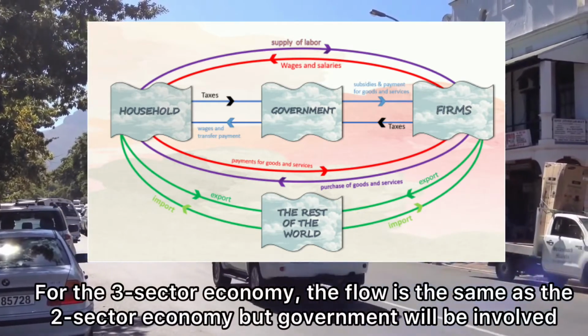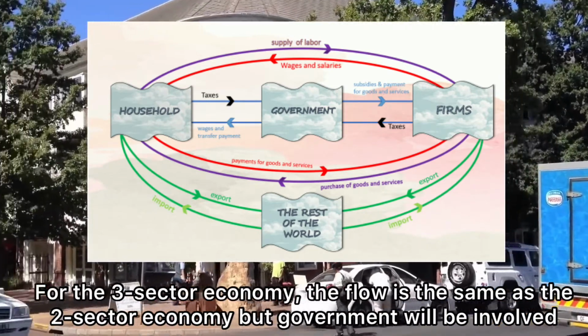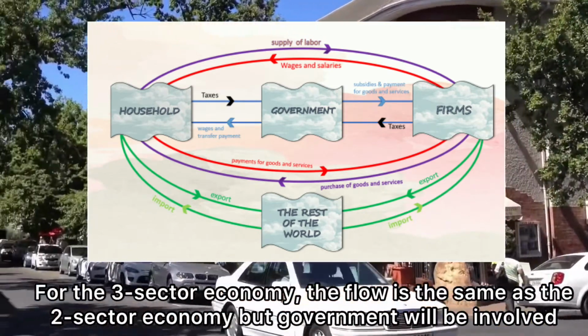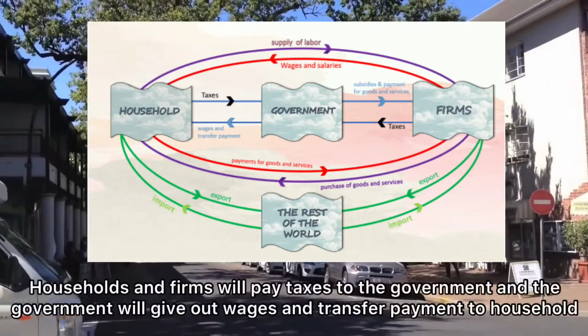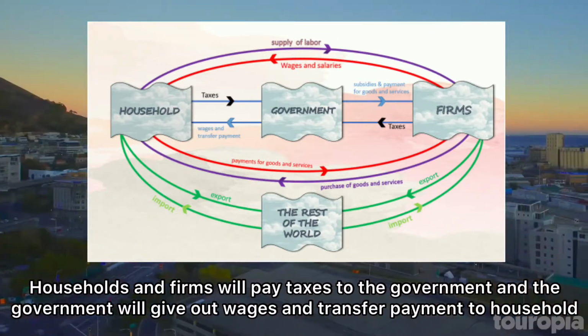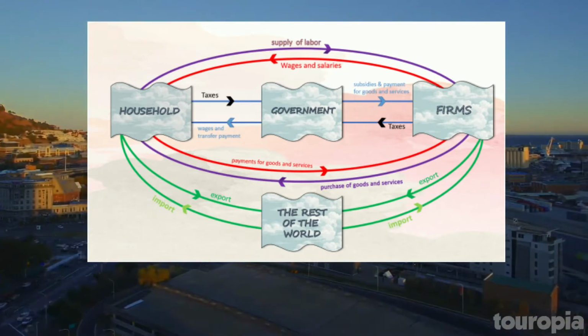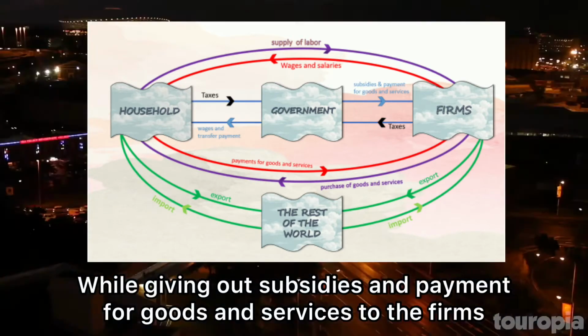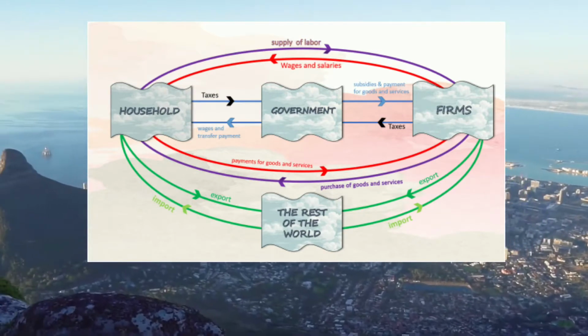For the 3-sector economy, the flow is the same as the 2-sector economy, but government will be involved. Household and firms will pay taxes to the government, and the government will give out wages and transfer payments to the household, while giving out subsidies and payment for goods and services to the firms.